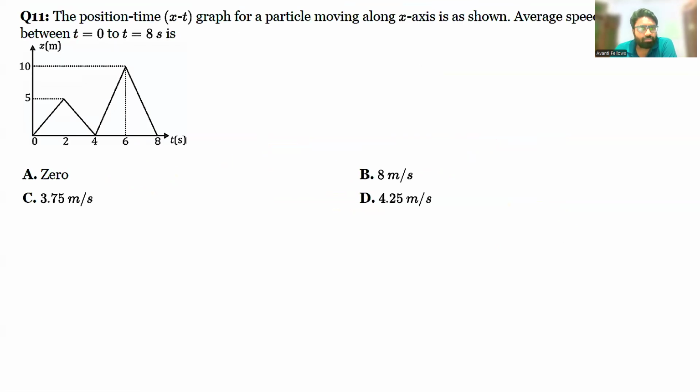Now, the position-time graph, the xt graph, for a particle moving along the x-axis is as shown. What is the average speed of the particle between t equals 0 and t equals 8 seconds? So we know that this is a position-time graph. Area of position-time graph gives us what?